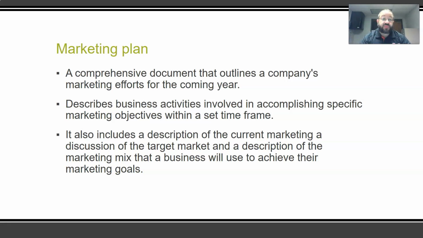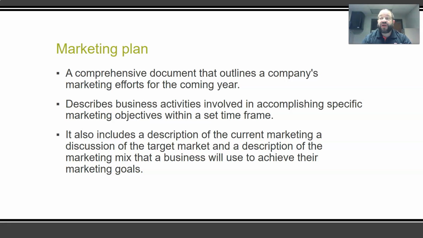So, in a marketing plan, here's what it is, all right? It's a comprehensive document that outlines a company's marketing efforts for the coming time period. Now, that could be a year, a few months, so on and so forth. Depending on the company, you could have a 3-month marketing plan, a 6-month marketing plan, a 1 year, a 5 years, so on and so forth. What are the overall objectives?